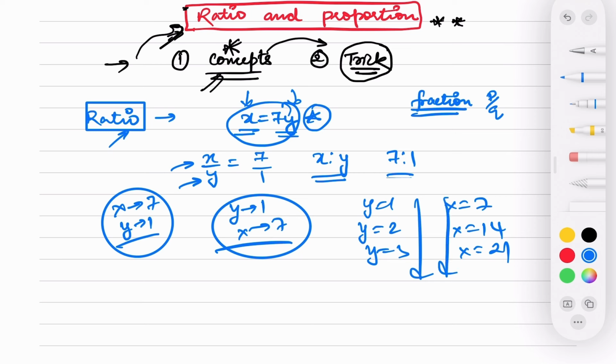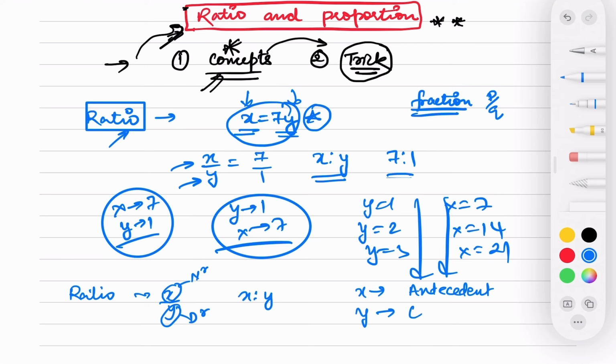So ratio is nothing but a way of representation where we represent the quantities in times or some ways, right? So ratio is nothing but I just define it, x is to y. In fraction you call it numerator and denominator, but in ratio you call x the antecedent and y the consequent. Correct?